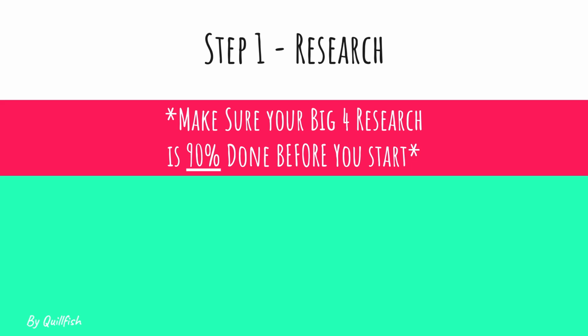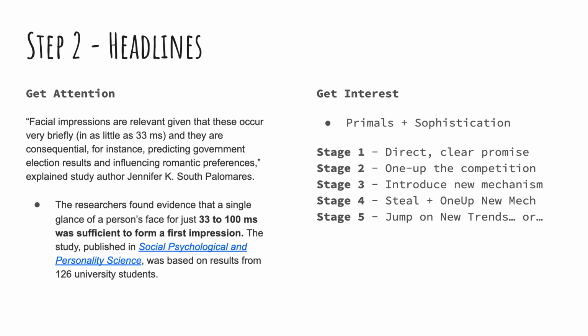The same thing applies with sales copy. By researching your market as well as you possibly can, using the Big Four framework, you're going to be ready to write copy very, very quickly, but you can't do it unless you've already done 90% of the work. Now, step 2 is when we jump into the actual copy, and this is our first chance to put words on paper and get some attention and get some interest.